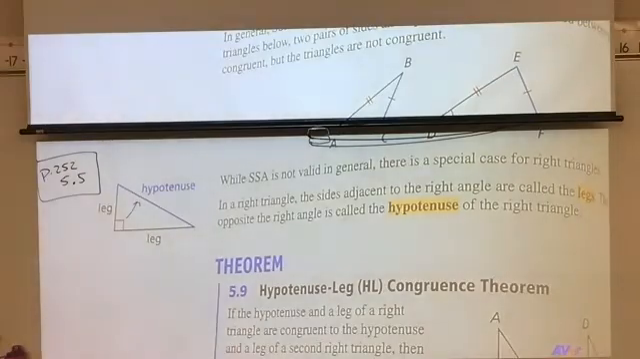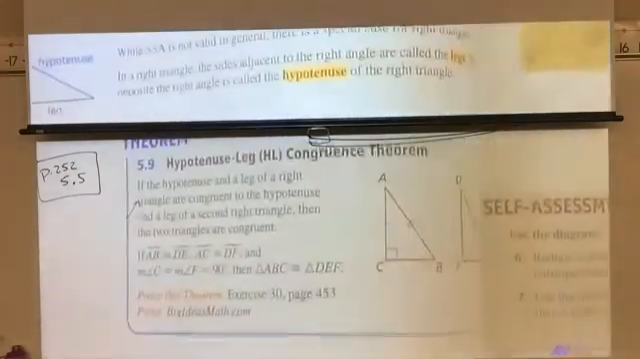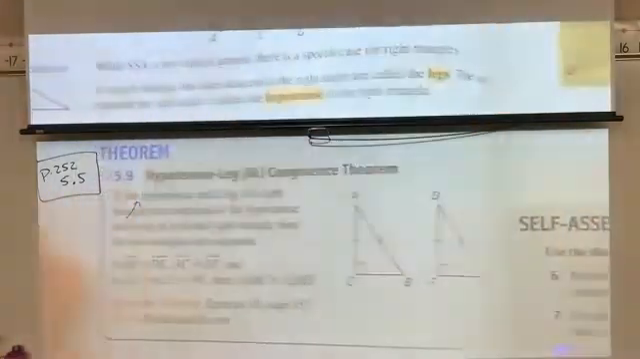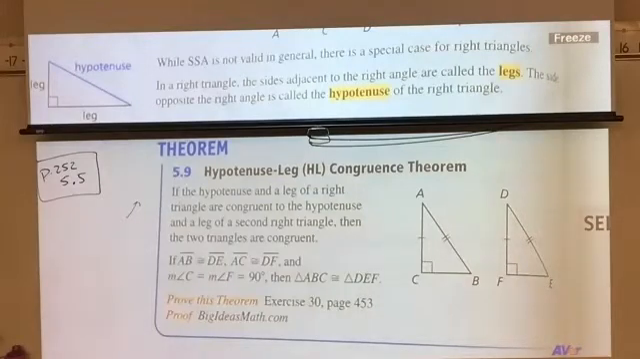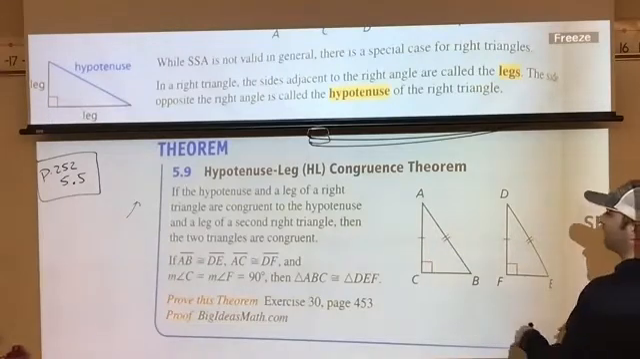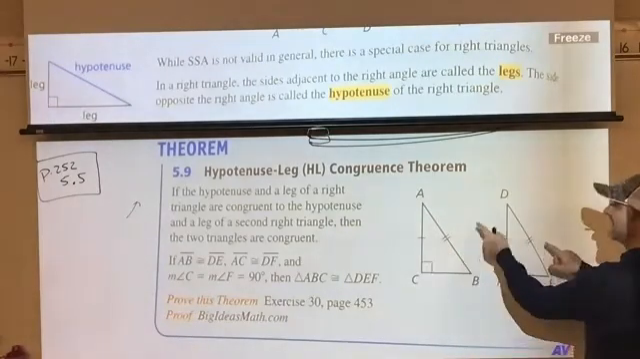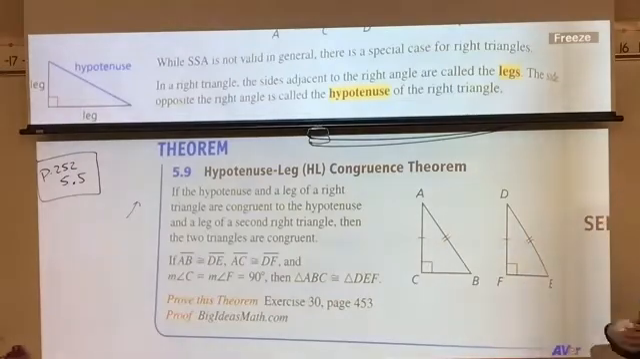Now that we have our definitions down, we're going to use what's called the HL theorem. This is hypotenuse leg. HL. So this is saying in two right triangles, so we have to know that they are right triangles first. In two right triangles, if we have one pair of legs congruent and the hypotenuses congruent, then that's enough to say that the triangles themselves are congruent. It has to be a right triangle though.